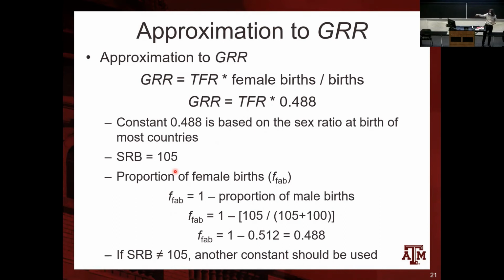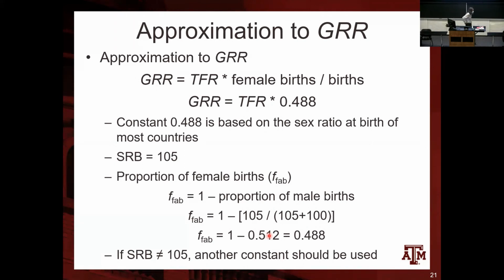And how exactly did I get from 105 to 0.488? So the proportion of female births, here represented by the FFAB here, equals 1 minus the proportion of male births. How can we calculate the proportion of male births? If the sex ratio at birth equals 105, we have 105 male births for every 100 female births. So 105 male births divided by the overall amount, 105 plus 100. This number here gives us the overall proportion of male births, 51.2%. 1 minus that, 0.488, 48.8% of female births.